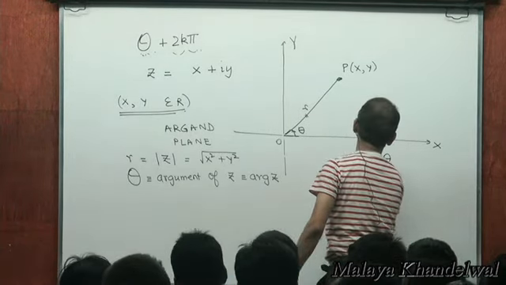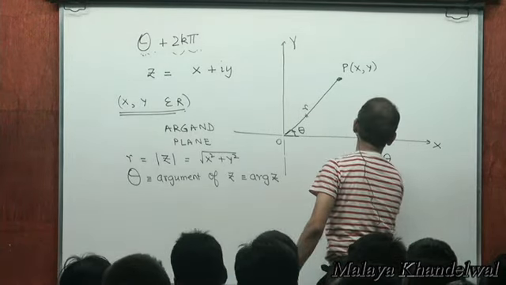And mod z is the same as mod of z bar, right? They have the same modulus, but argument z is minus argument z bar. Now, if z is x plus Iy, z bar is going to be x minus Iy.